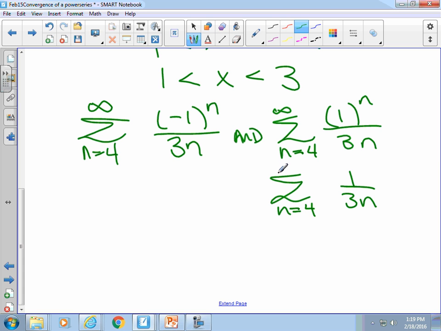1 over n, and what do I know about 1 over n? It diverges. I'm getting a little better, right? I'm getting a little quicker with that. If they don't say justify, I'm just going to stop and go diverges. If I need to justify, I can limit compare it to 1 over n and say it diverges because 1 over n diverges by p series. I could do all of that.